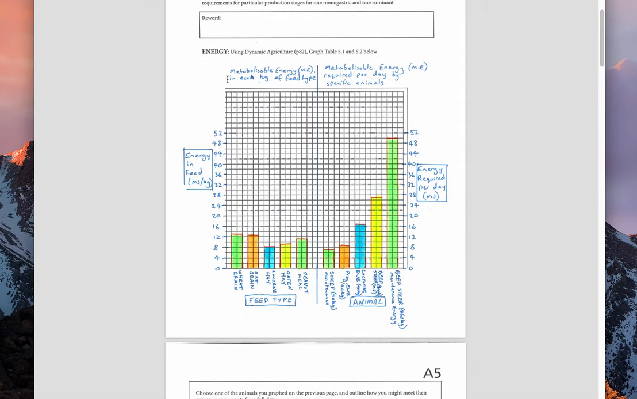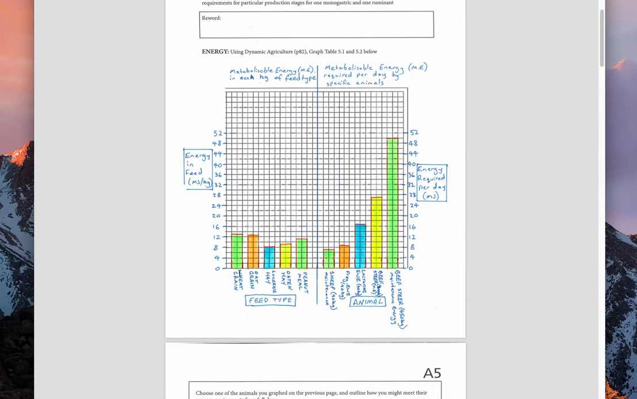This is divided up into energy first here. We're looking at energy and then we'll look at protein. So this is an example of some information that's out of the textbook. We can see these different feed types here, how much in megajoules per kilo they provide in their feed. And then over here we have some different animals and their megajoule requirements per day. So we know from our diets that we can measure our feed in calories or in kilojoules, and megajoules is another way of measuring that.